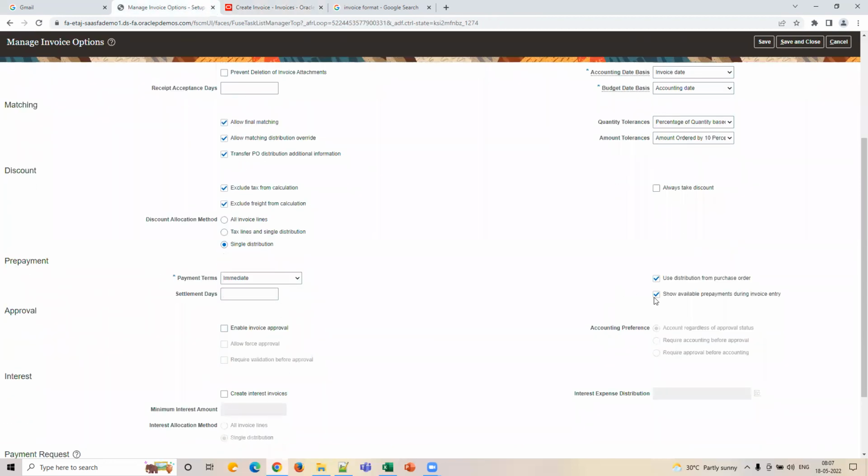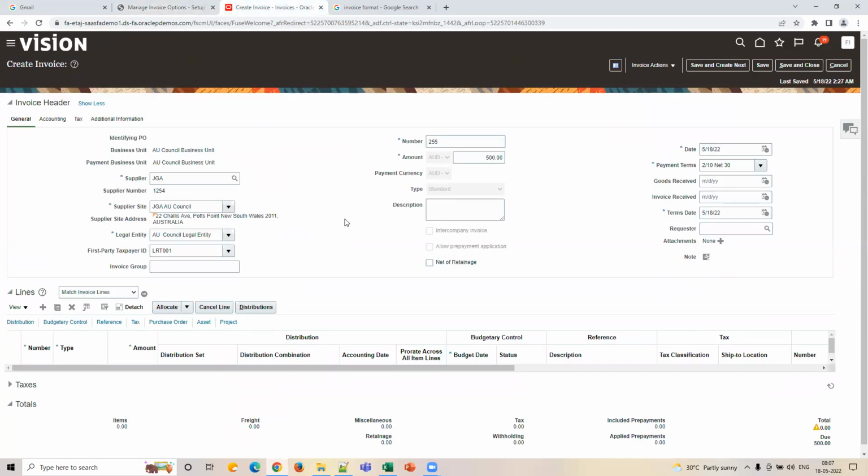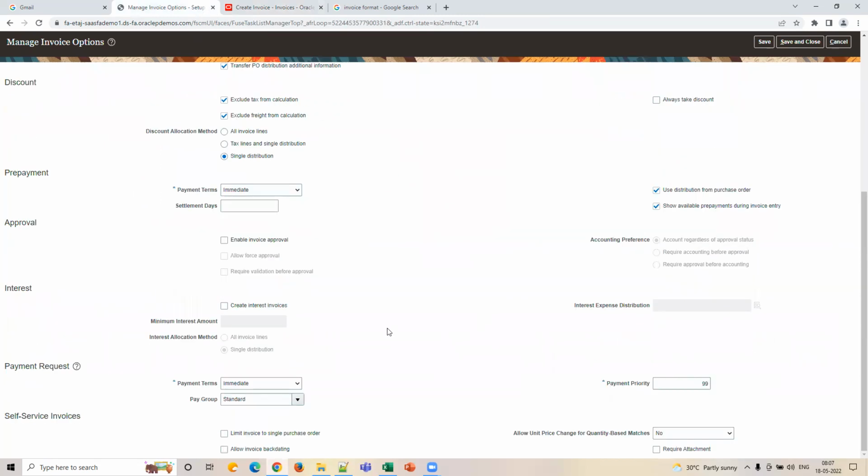So it is always recommended to enable this option. This option is just a prevention option. Like you have already paid this amount. You are having this amount. Don't pay this invoice. Just apply this invoice to whatever you have already paid. Okay. That's the message it will give. So that is recommended.